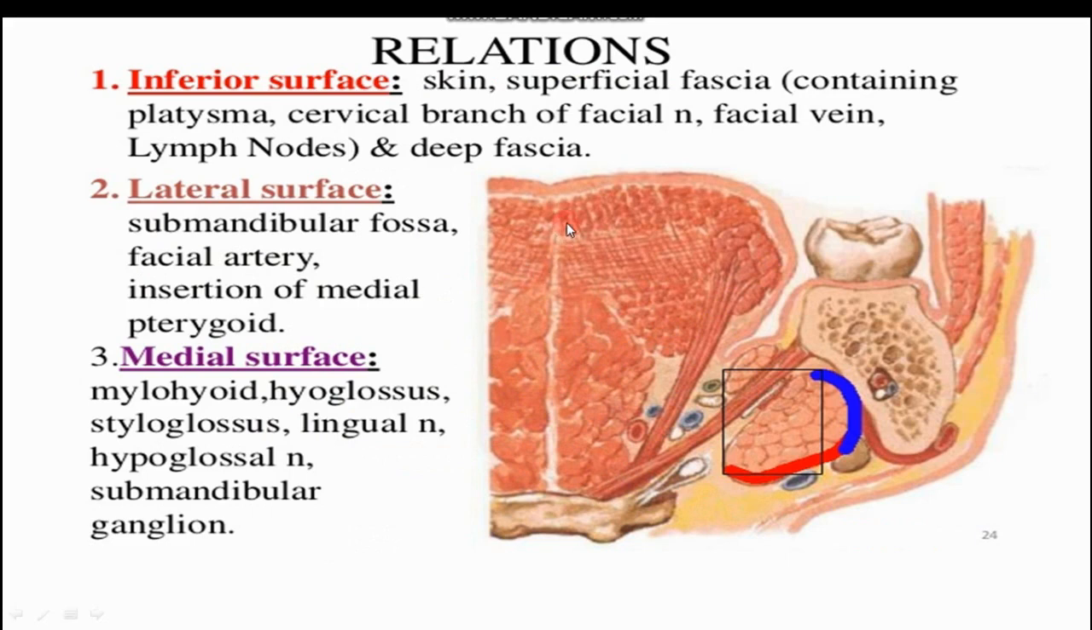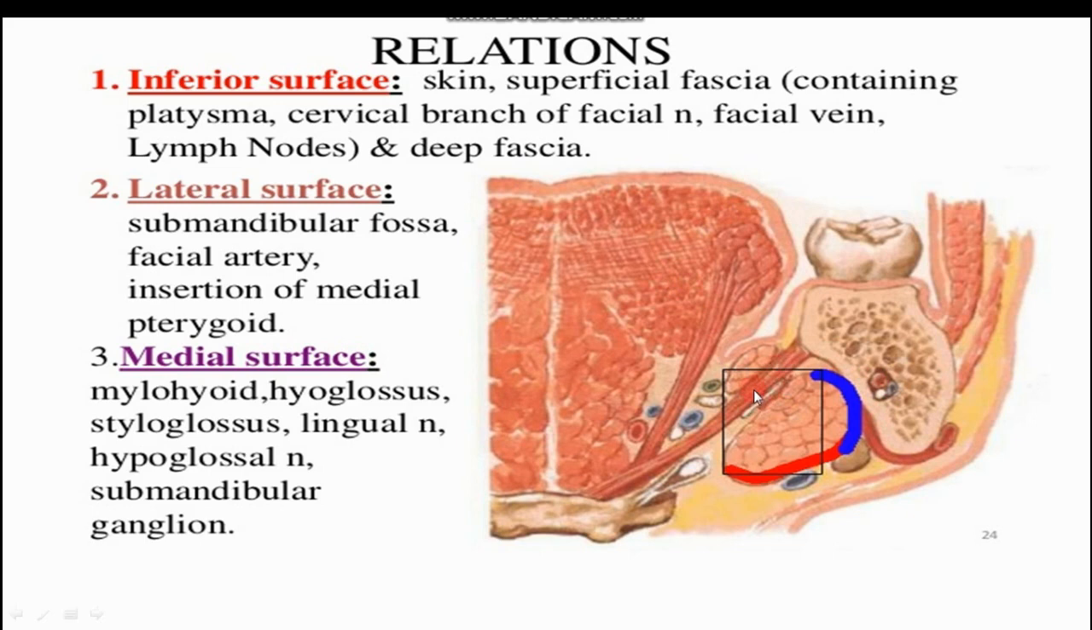Here you can clearly see this is very well represented with all the structures. You can clearly see what the structures in the relation are. In this blue color, the lateral surface is related to the submandibular fossa. You can see this is the submandibular fossa. Then we have seen the inferior surface.